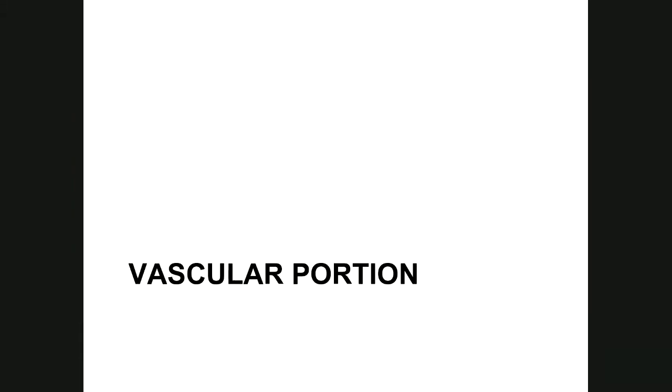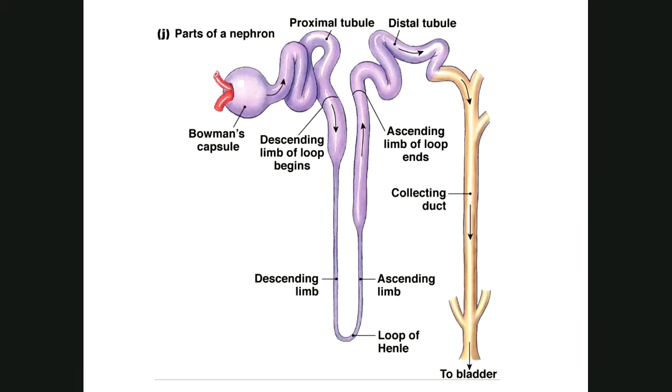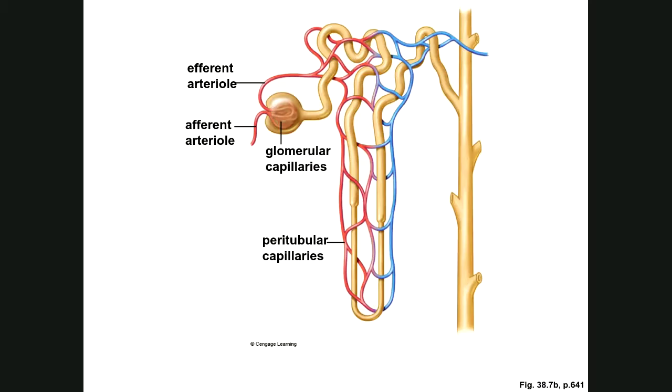Let's look at the vascular portion. In reality, we already have, but let's go back and look at it again. So the vascular portion is the blood vessels. And so when we look at the blood vessels, there they are right there. So the descending loop and the descending, yes, those two things are the same, look new. So here's our vascular portion, it's blood vessels.